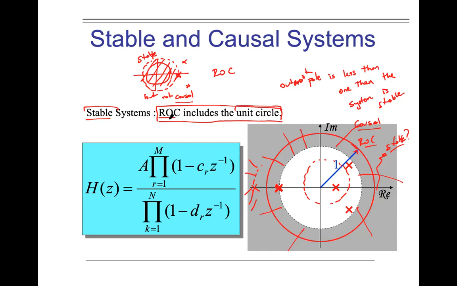ROC means shaded area. This shaded area is my ROC. Does my ROC include the unit circle or not? You're going to check that, okay? If it includes the unit circle, then you're going to say my system is stable. If my shaded area goes to the right side, then I would say it's a causal system. I hope you understood this part, arkadaşlar. This is one of the most critical parts here.